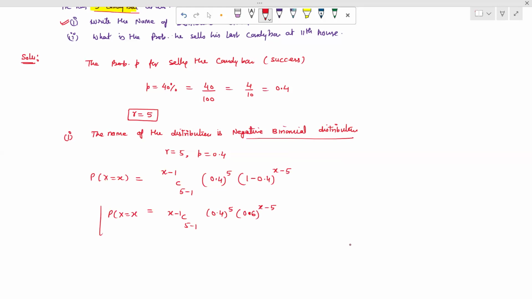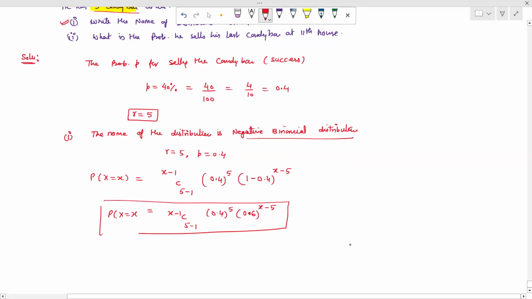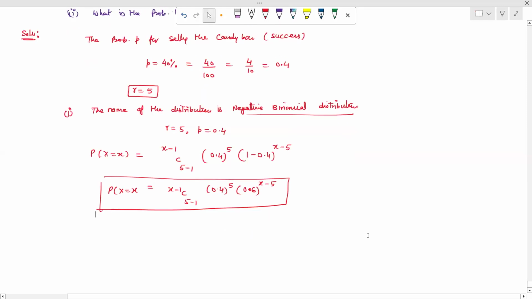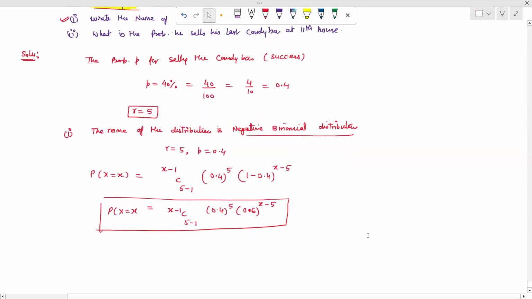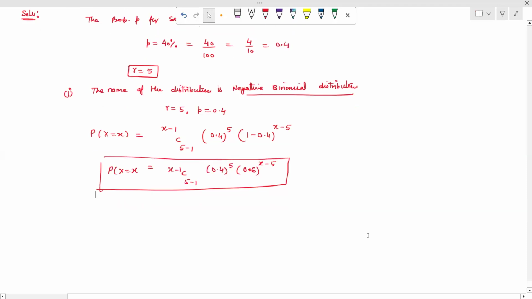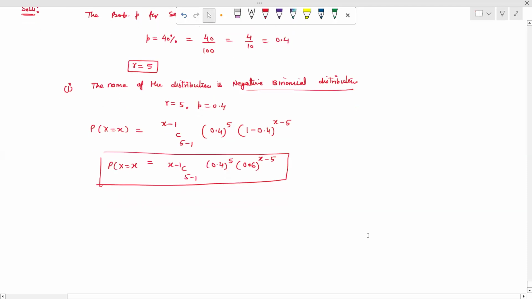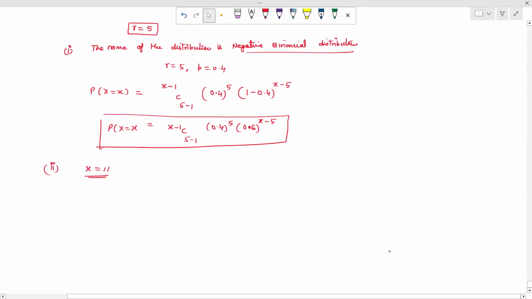Now, success is fixed, trials are not fixed. Now we move to the second part. So the second part says: what is the probability that he sells the last candy bar at the 11th house? So last candy bar at the 11th house. So now here the value of x is equal to 11. So we calculate the probability for x is equal to 11.